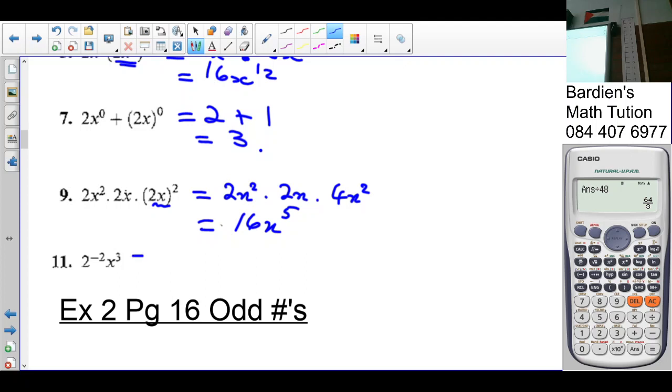Number 11. People, that's naturally over. So where does this go? Denominator. So it's going to be x cubed over 2 squared. This gives us, what is 2 squared? 4. So it's x cubed over 4. You all okay with that? Any confusion?